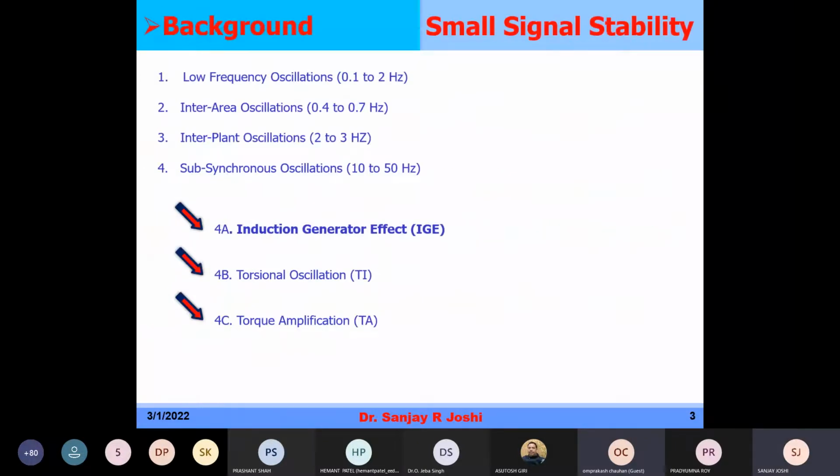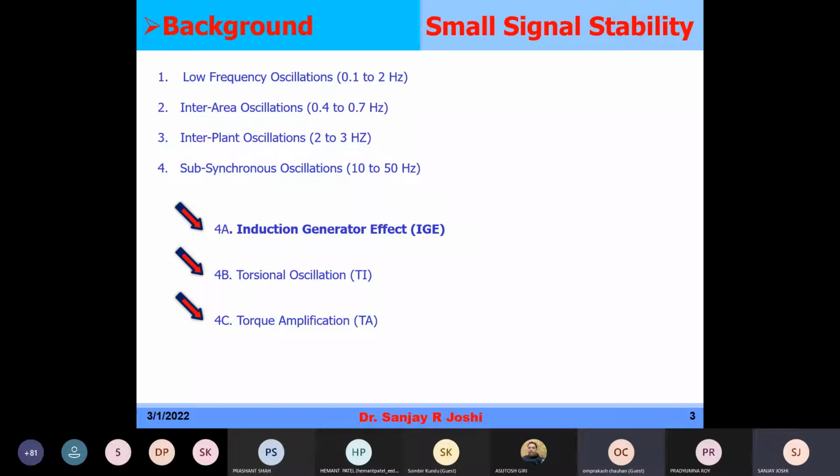So these oscillations are categorized into four categories. Low frequency oscillations, that is 0.1 to 2 hertz. When the systems are too large, for example, if you take the case of India, the western region generators and eastern region generators, when they oscillate against each other, see, they are huge masses, right? So they oscillate at a much lower frequency of the order of 0.1 to 2 hertz.